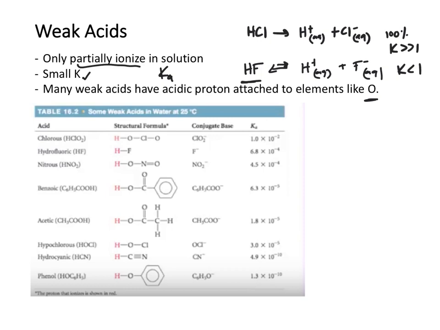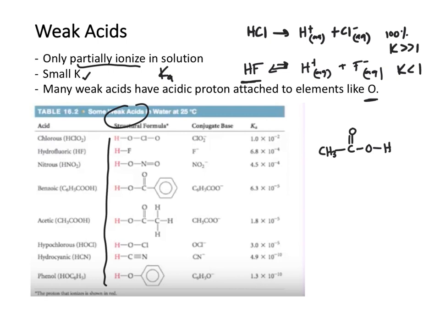If you take a look at all of our weak acid examples here, notice that they are all attached to some electron withdrawing element, and that allows the H+ to be pulled off of the acid very easily. And if we look at that from the perspective of electron pushing, you'll notice the following.